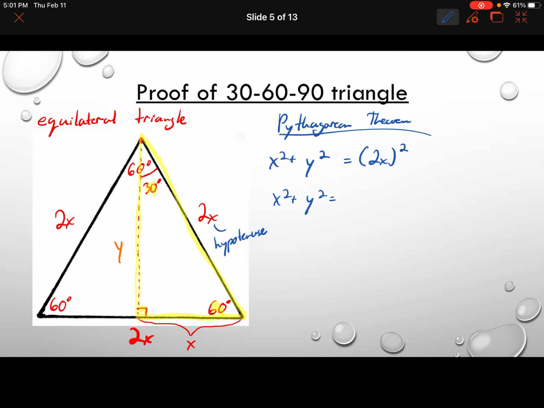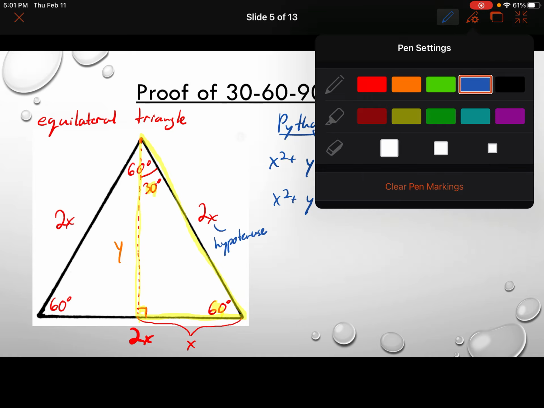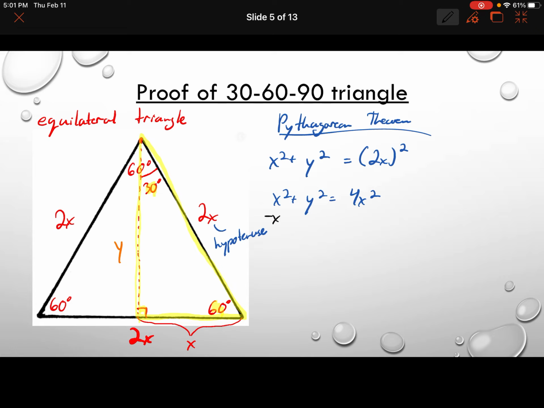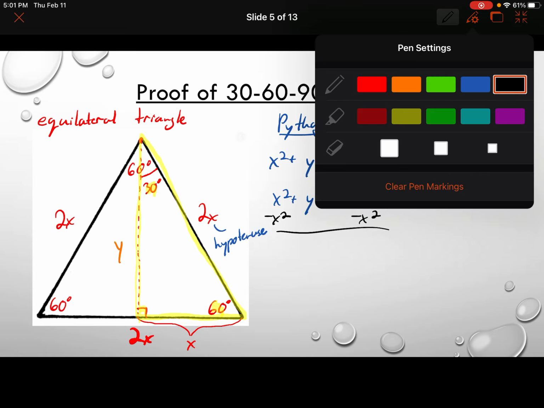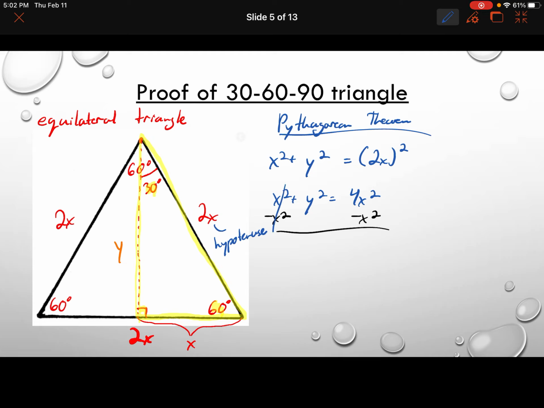The quantity 2x squared is 4x squared because we're literally just doing 2x times 2x, so that gives us 4x squared. And once again, we're trying to solve for y squared. So let's try to slowly but surely get it by itself on one side. So that cancels out. We're left with y squared. So 4x squared minus x squared is 3x squared because it's just 4 minus 1, like terms.